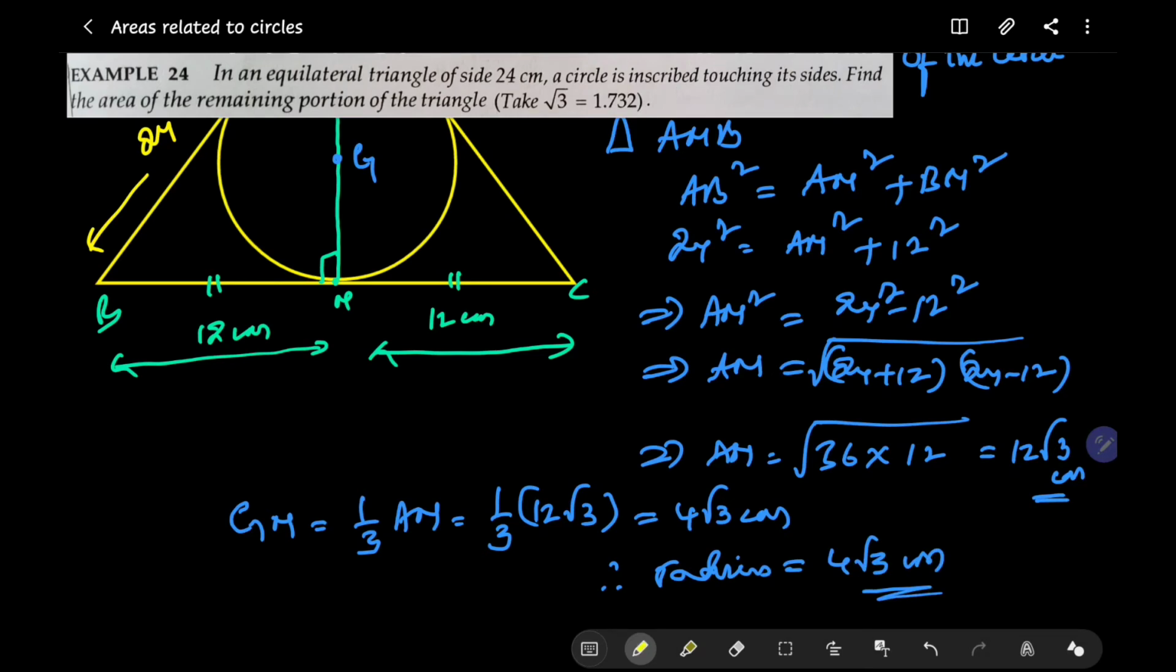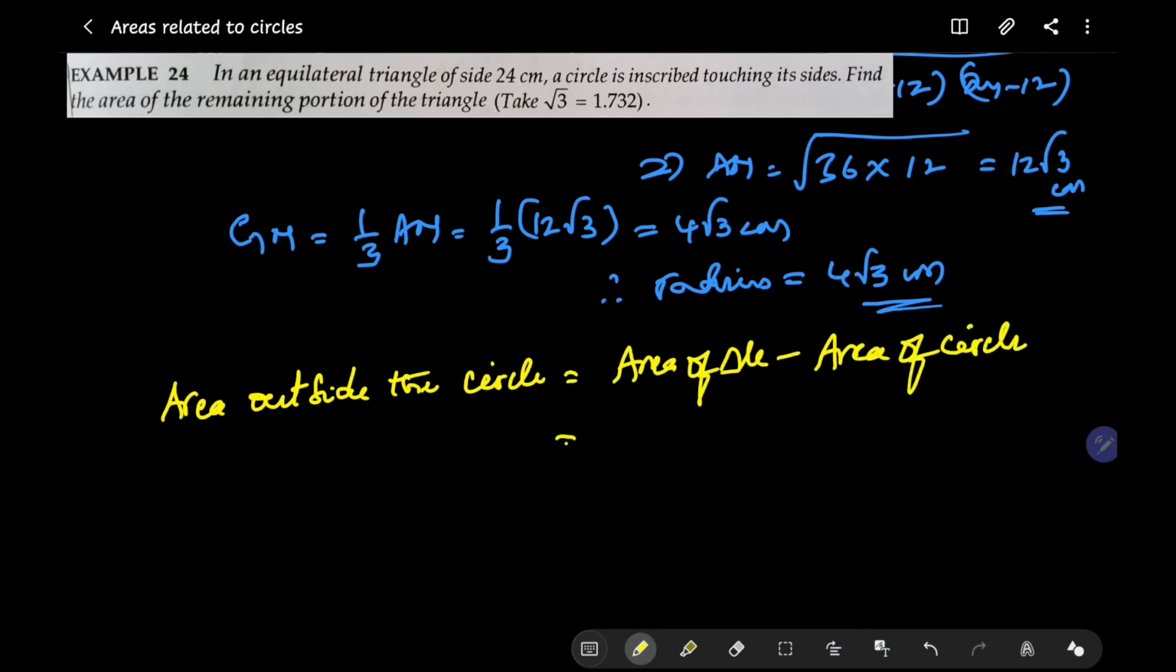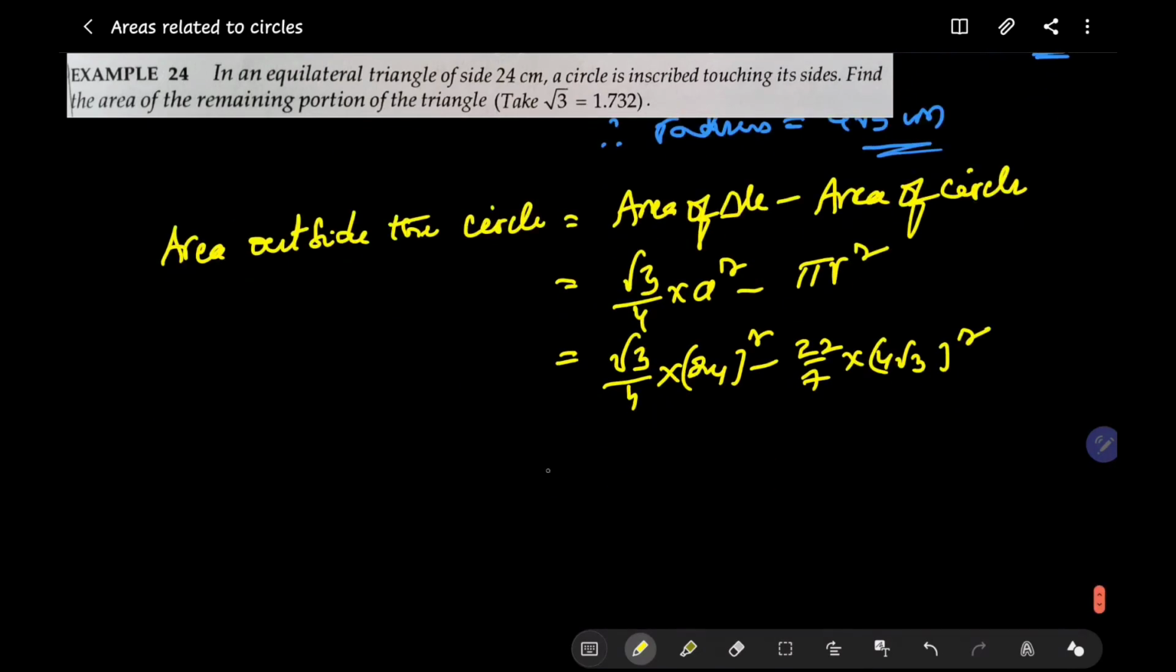Now find out the area of the region which is outside the circle by subtracting the circle area from the triangle area. As it is an equilateral triangle, we can apply the formula √3/4 a² square units for area. After substitution and simplification, we will get the area of the required shaded region.